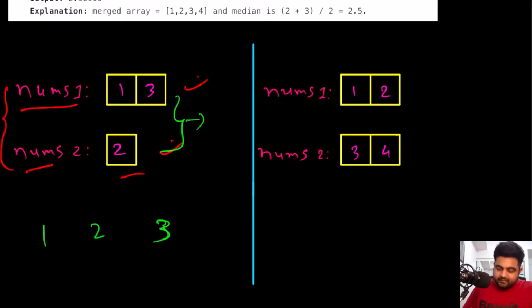Because we need to find the median of two sorted arrays. So this is the combined array. In this case, 2 is going to be the median because that is the middle point where there is one element on the right and one element on the left.